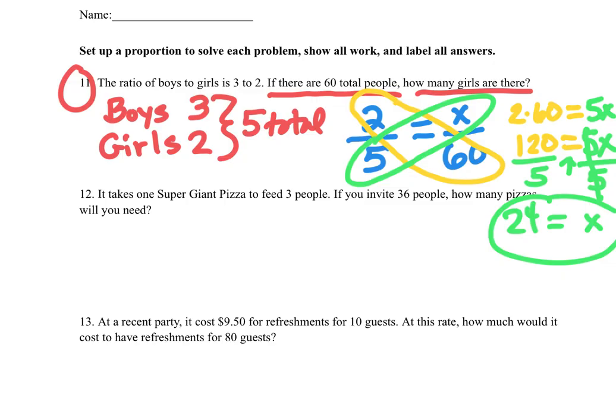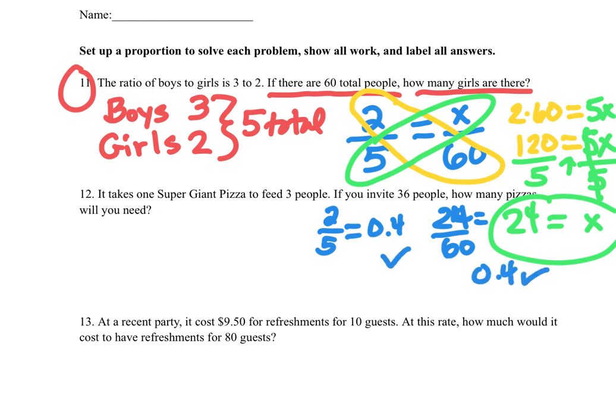But we need to be sure of our answer. So let's go back to our ratio. If you divide 2 by 5, you can plug that into your calculator and you'll get 0.4. And let's plug in our value for x. We have 24 divided by 60. And if you divide 24 by 60 in your calculator, you will also end up with 0.4, okay? So we've just checked our answer.